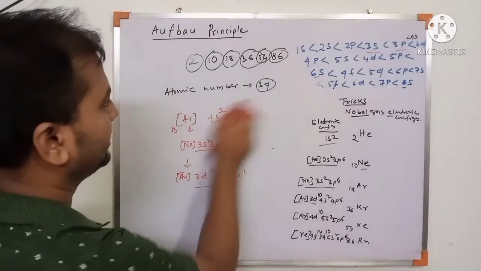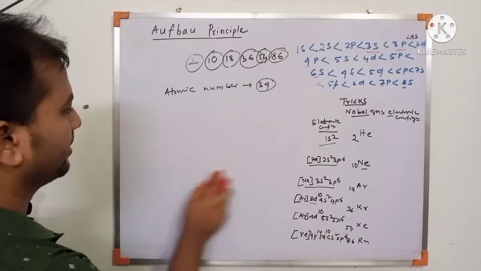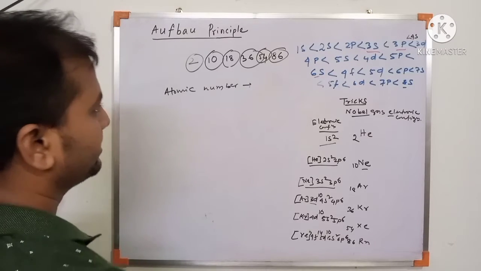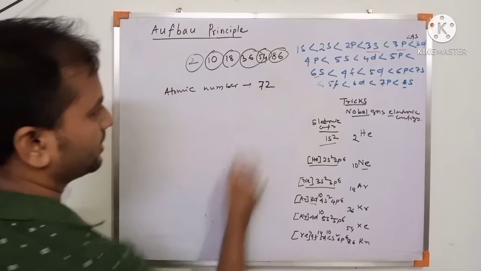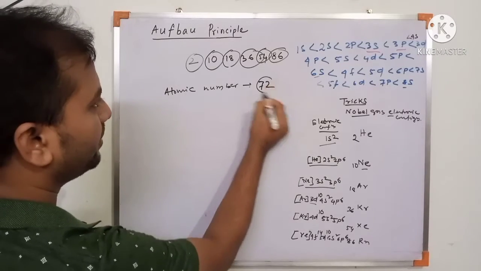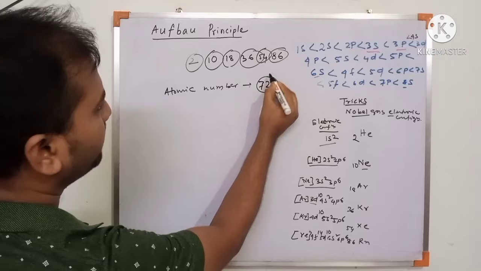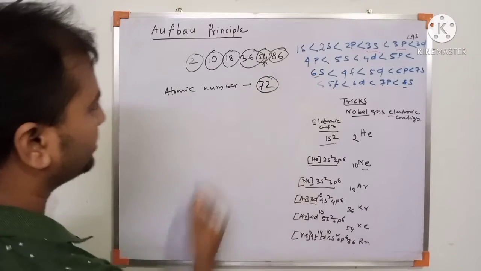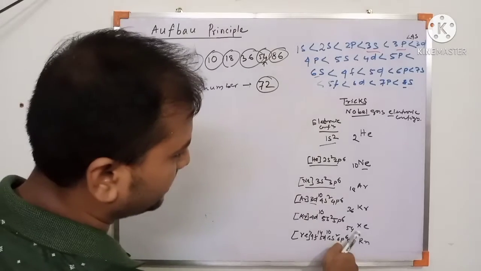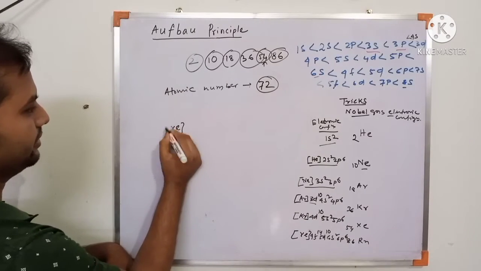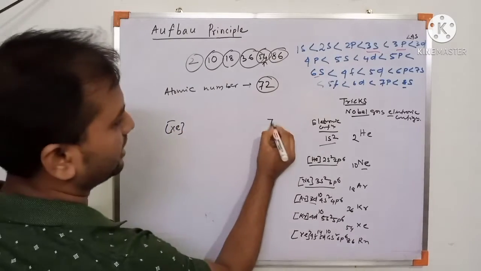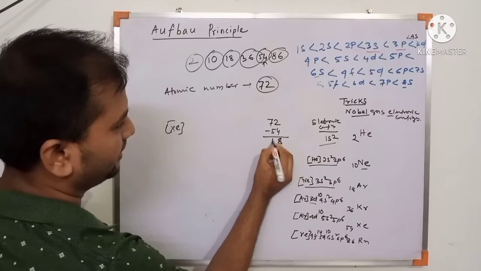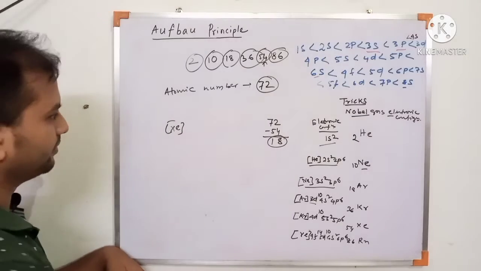Now another example. Suppose the atomic number is 72. Before 72 the noble gas is xenon, 54. Subtract 72 minus 54, so 18 electrons remain to fill up.